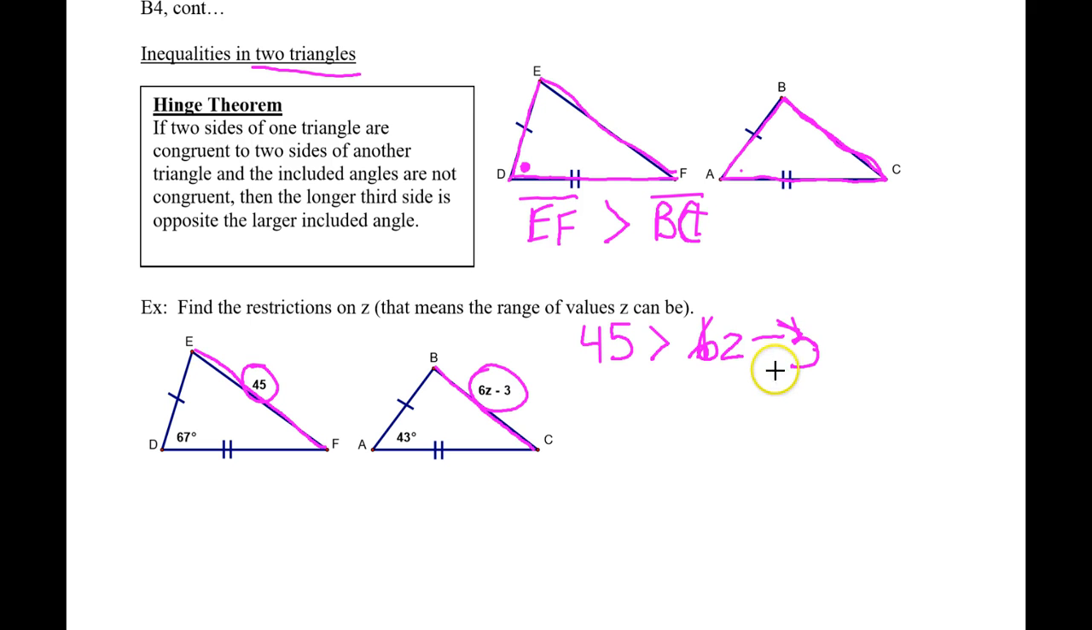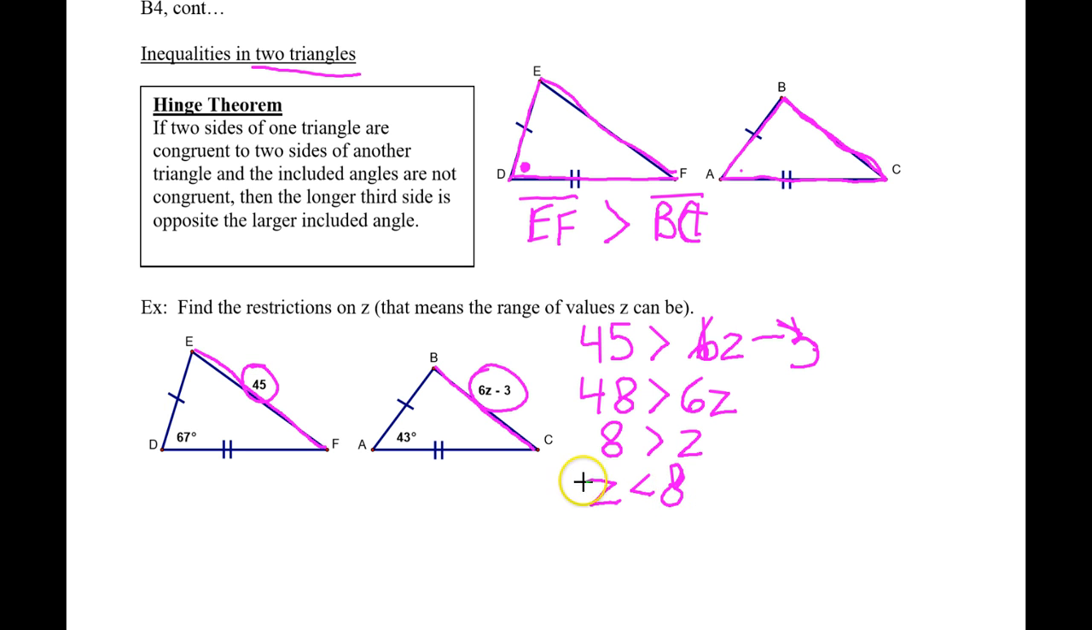All right, if we solve that, we would have to add 3 to both sides. That would become 48 is greater than 6z. Divide both sides by 6 so we get z by itself over here. And 48 divided by 6 is 8. So we say 8 is greater than z, but remember, let's flip the inequality. So that is z has to be less than 8. Write that down. There we go. z is less than 8.